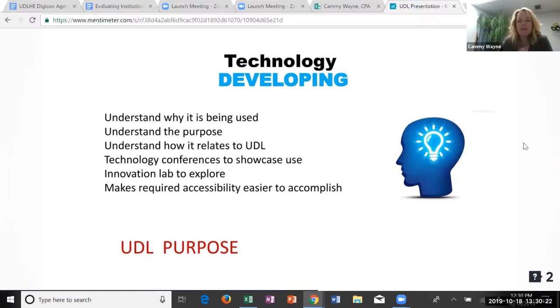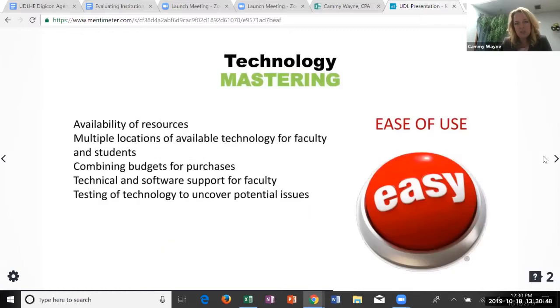So anyway, the innovation lab was a really great idea. They just bring in new technology for faculty and staff to try to see if it would be useful before actually purchasing that technology. So we want to make sure that people are going to use it before we invest in this. And finally, let's look at that mastering level, and then I'll get to your questions.